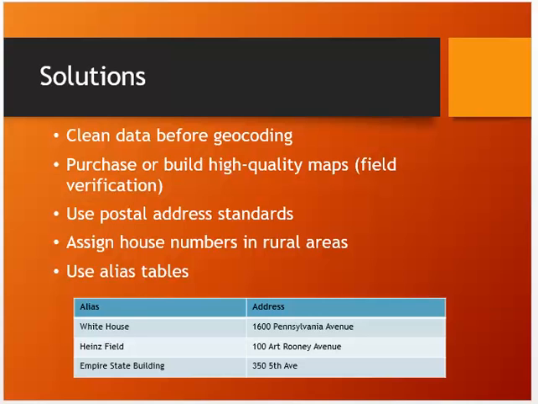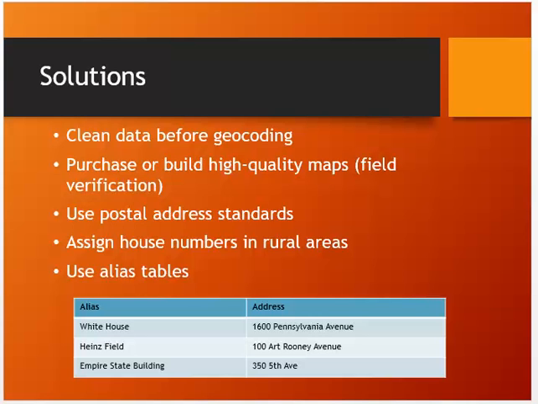Okay, making sure you have high quality data sets, your street layers, your parcel layers, your zip code layers. Make sure those are as up to date and as accurate as possible. Make sure you're using standard addresses. And then finally, using alias tables. So this is a way around that White House, University of Utah, Salt Lake International Airport issue.